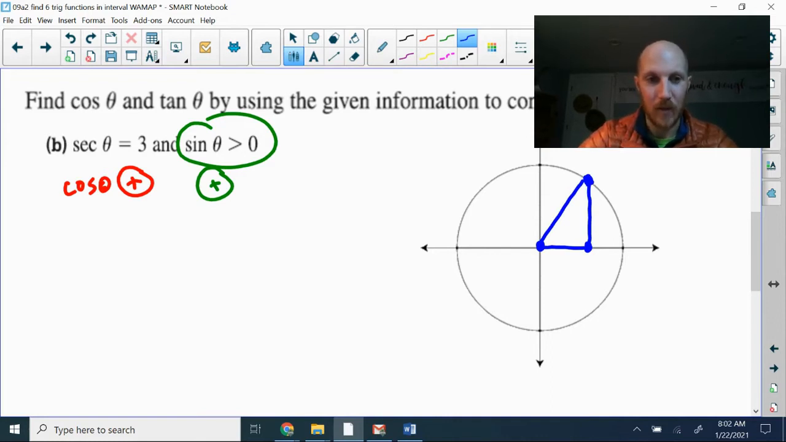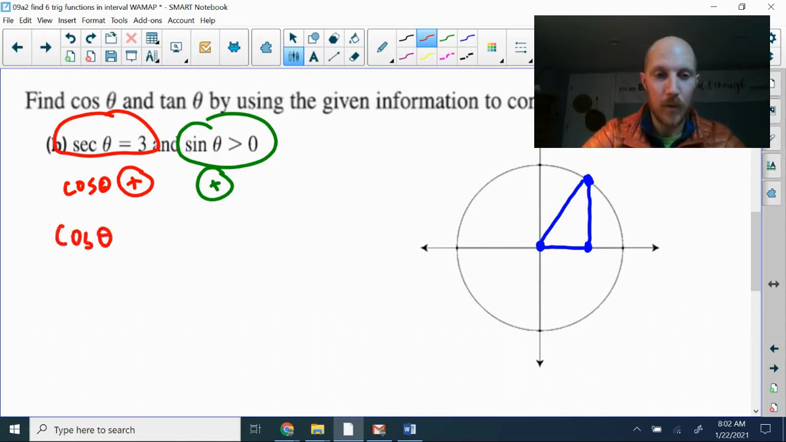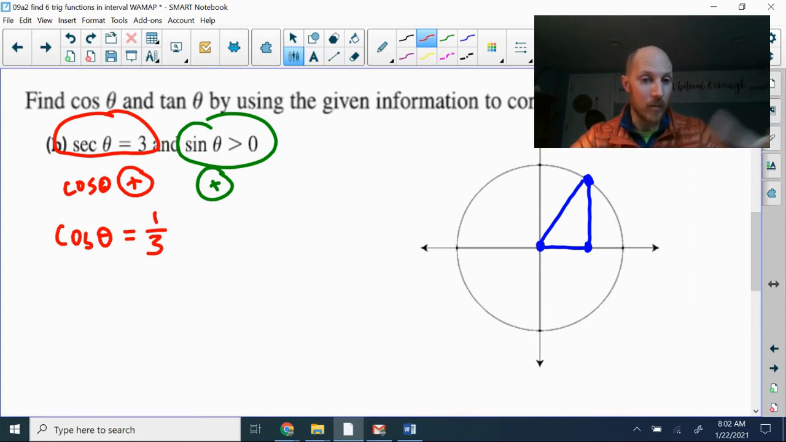Now I can start labeling sides. So I'm going to go back to secant. Secant of theta equals 3 was the piece of information I was given to start with. So secant is the reciprocal of cosine. Now if I pay attention to the numbers, the value of secant, in addition to just whether it was positive or negative, if I do the reciprocal of secant, I get cosine, and then if I do the reciprocal of 3, I get 1/3. So secant of theta equals 3. I can rewrite that by doing the reciprocals to find out that cosine of theta equals 1/3. Now I know the adjacent side is 1, the hypotenuse is 3. There are two sides of my triangle. So my next step will be to find the missing side.